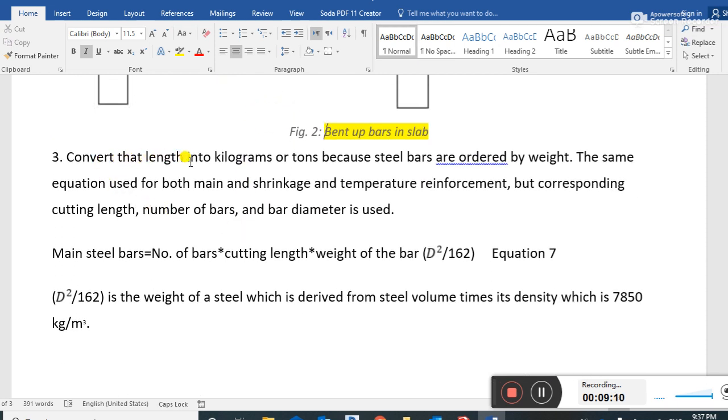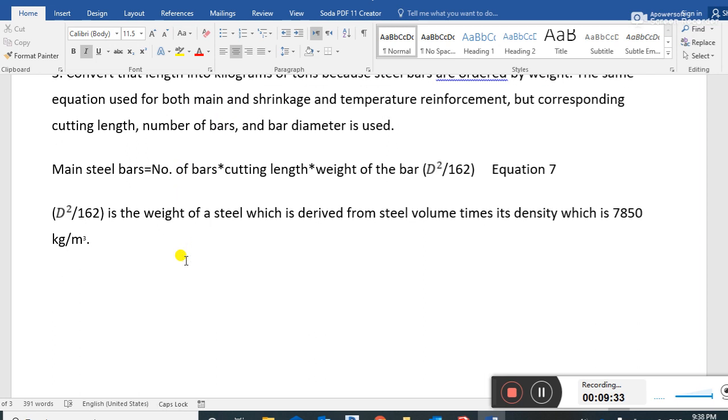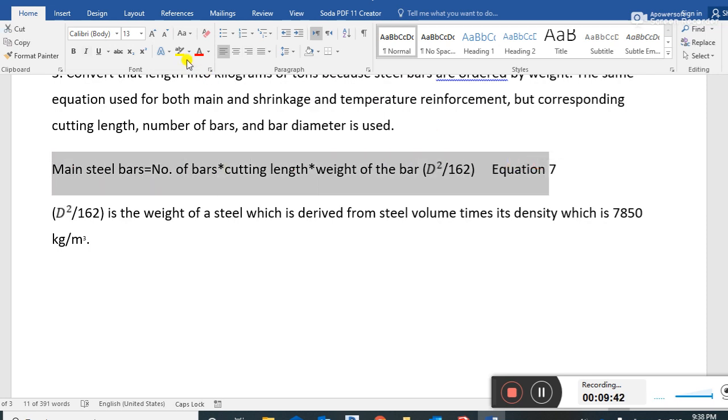Guys, convert that length into kilograms or newtons, because the steel bars are ordered by weight. The same equation is used for both main and shrinkage temperature reinforcement, but the corresponding cutting length, number of bars and bar diameter are used. Main steel bars weight is equal to number of bars times cutting length times weight of steel bar, D square divided by 162. This is equation number 5.